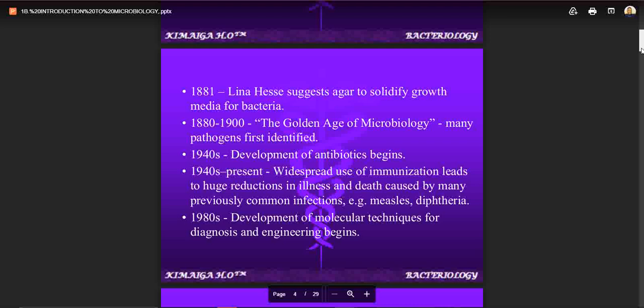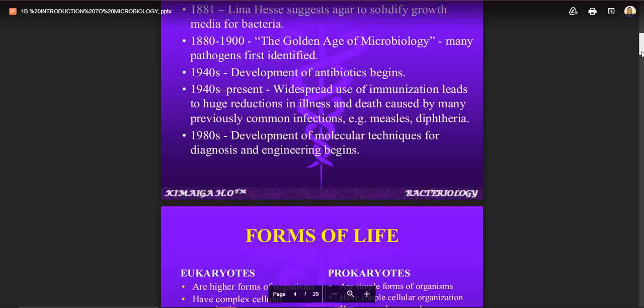Then from the 1880s to 1900, the golden age of microbiology. Here, many pathogens were first identified. And in the 1940s, the development of antibiotics began. In the 1940s, still present up to now, widespread use of immunization led to a huge reduction in illness and death caused by many previously common infections, e.g. measles, diphtheria. And in the 1980s, the development of molecular techniques for diagnosis and engineering began.